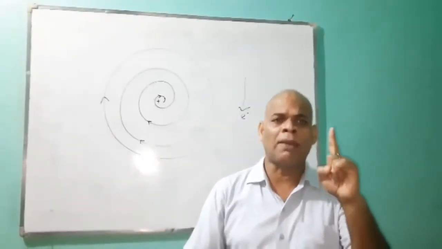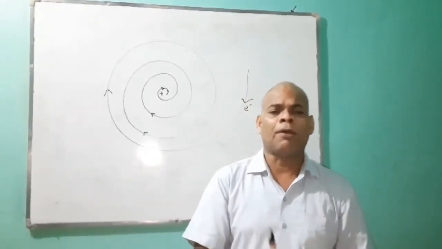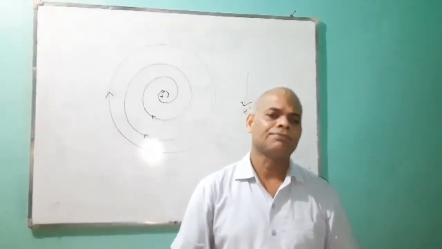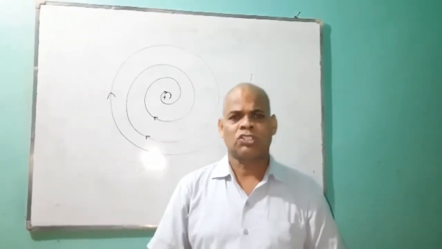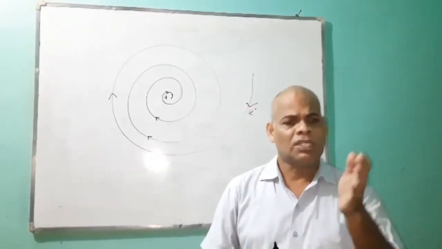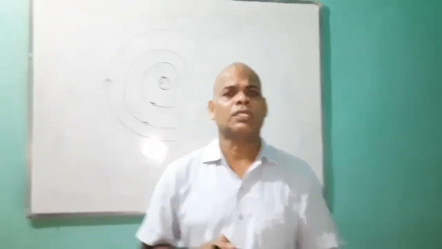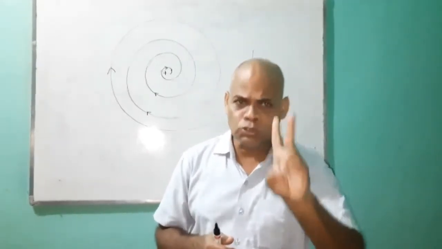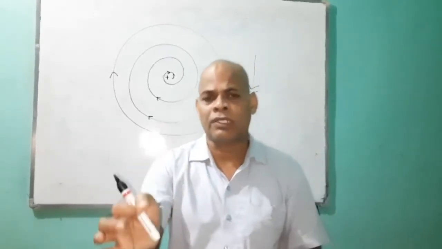One of the major drawbacks of Rutherford's model of an atom is that he could not explain the stability of an atom. Second, he also did not explain the arrangement of electrons in an atom. So these two drawbacks are mainly in Rutherford's model of an atom.